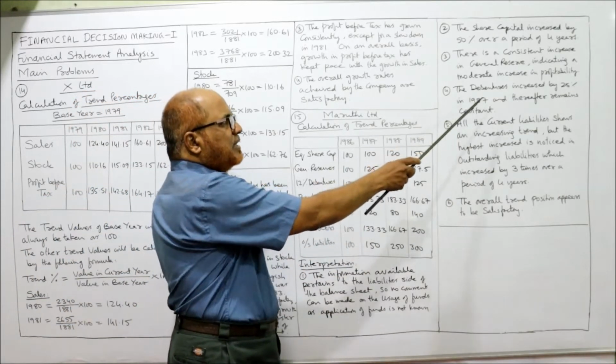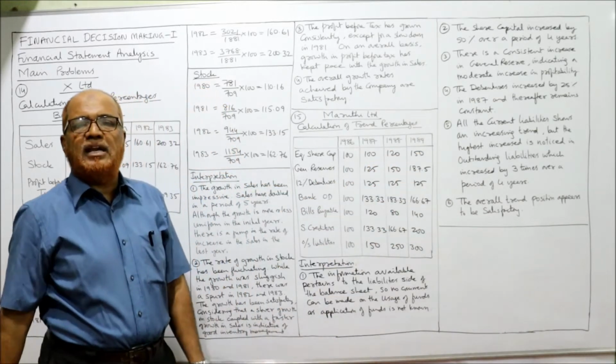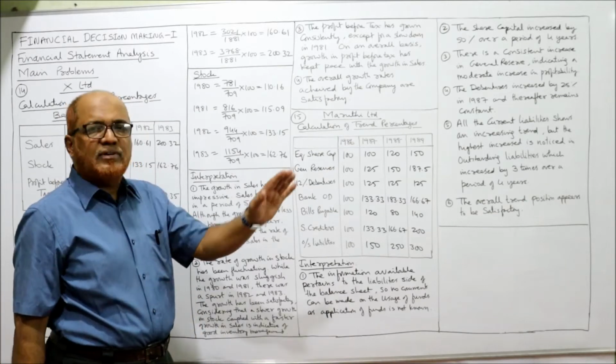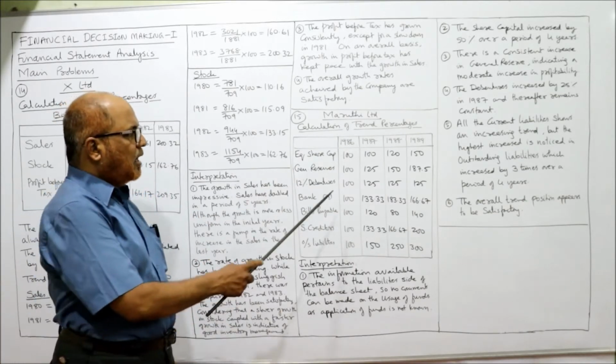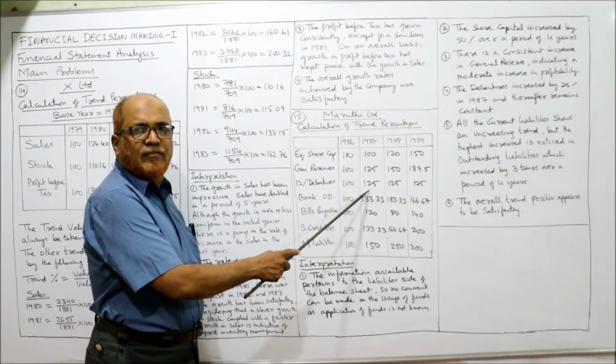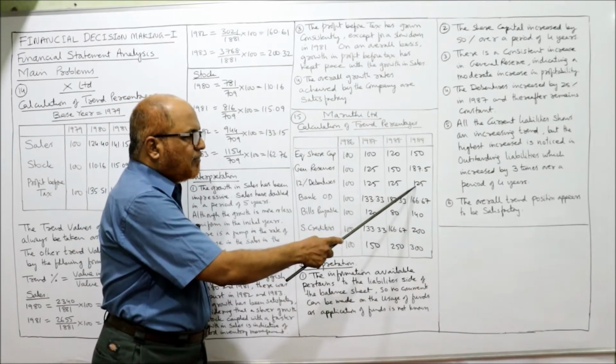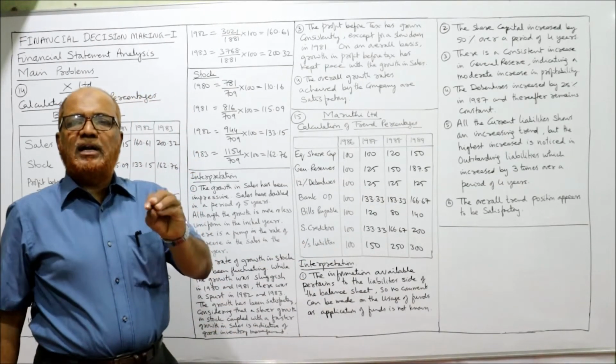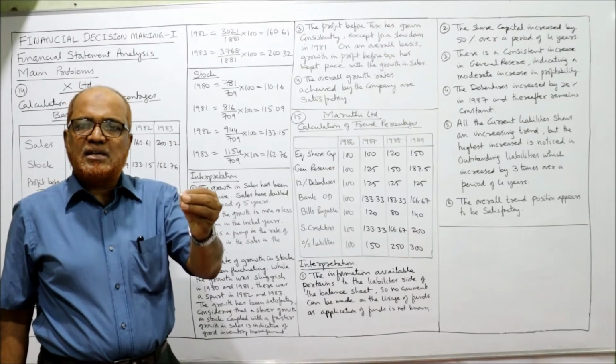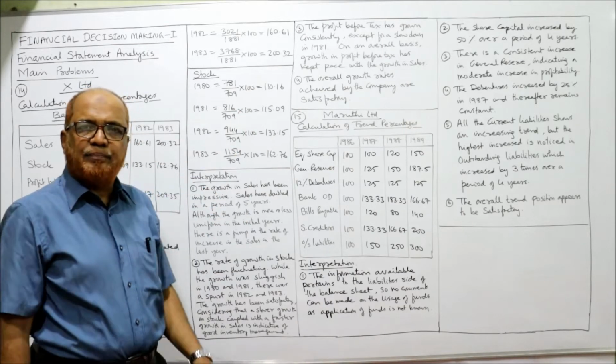Third one, the debentures increased by 25% in 1987 and thereafter remain constant. 100 has become 125. Again 125, 125. That means only 25% debentures increased and thereafter it remains the same.